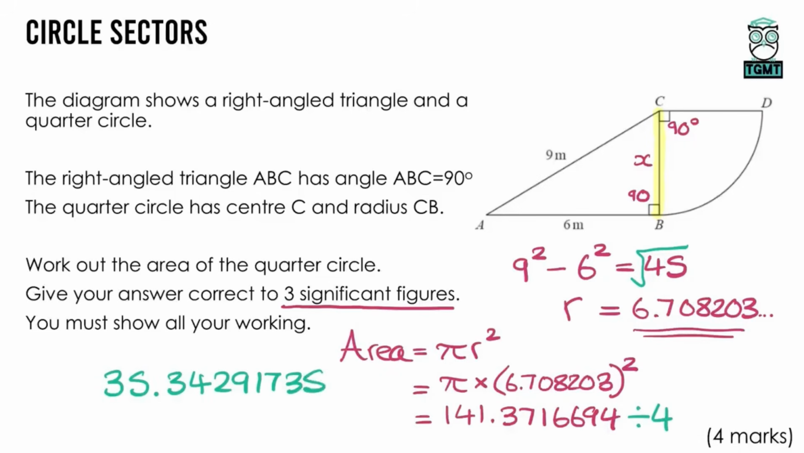35.34291735. It wants the answer to 3 significant figures, so I will chop it after that third number there, and that is 35.3. And don't forget, this is an area, it's in metres, so it would be metres squared. Of course, the dotted line on your exam might say metre squared on it, but do check. If it doesn't, you are going to get a mark for writing the correct units. But there we go, there was a question looking at Pythagoras to find the radius, and then using area of a circle with a circle sector as well, so having to divide our answer by 4.